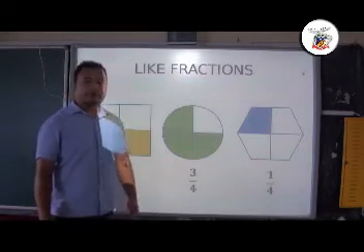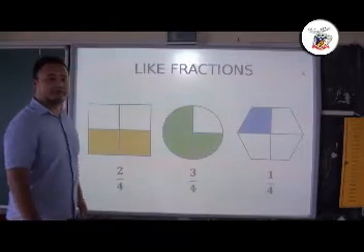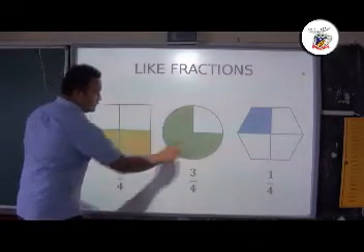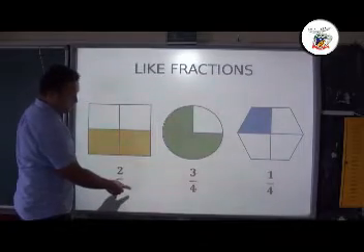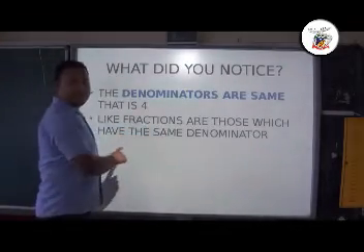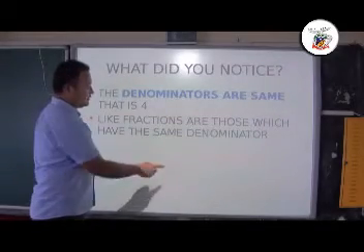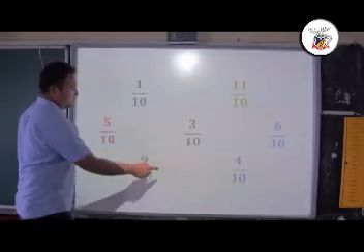Now the next grouping is like and unlike fractions. Here you just have to check the denominators. So here if you see all these fractions, they have the same denominator, that is 4. So these type of fractions which have the same denominator, they are known as like fractions.